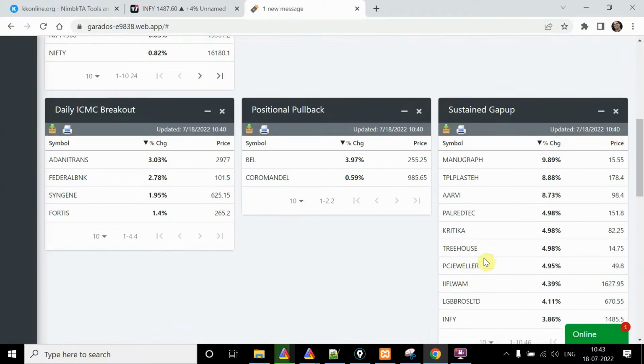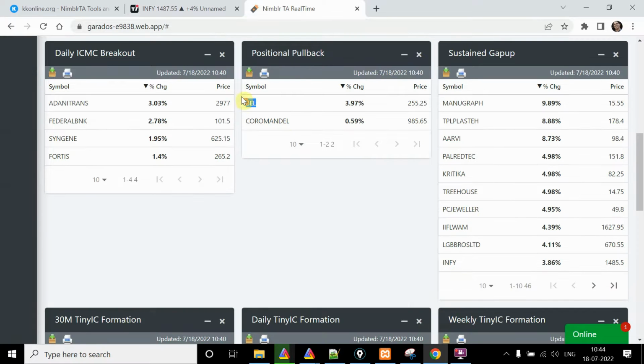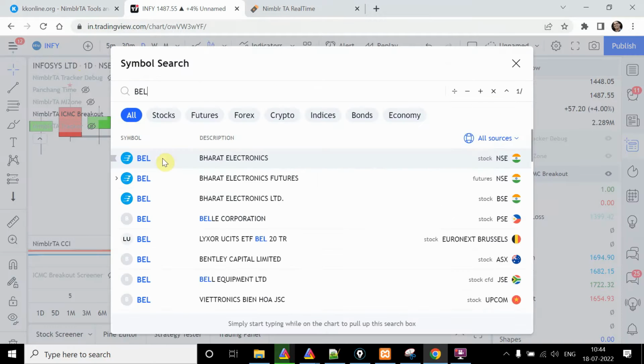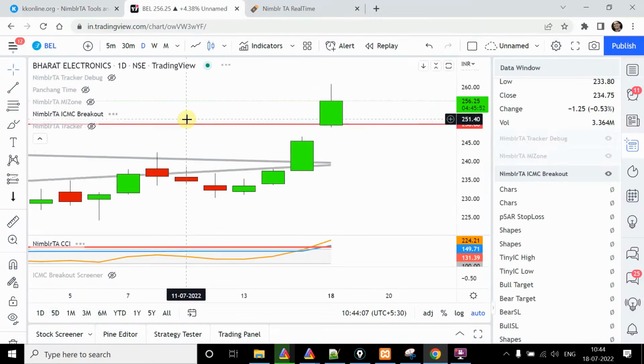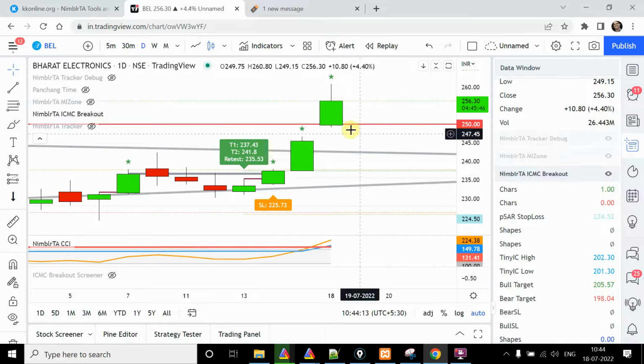These are the stocks which are positionally in momentum. They went down gradually. However, they have resumed the ride on the upside. So these are called positional pullback. BEL today has been doing wonderful. We had analyzed it the other day, and now today it has moved around 3 to 4% already. Right now, if you see, it is 4.4% up.